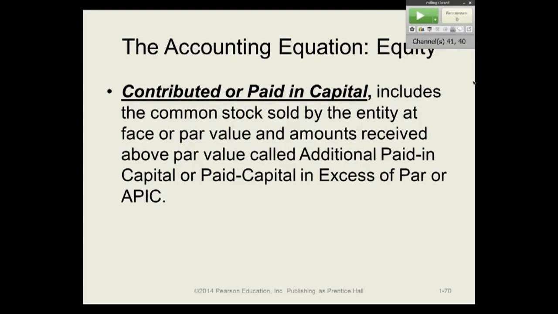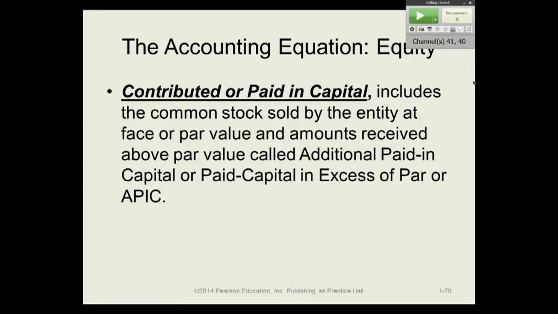Contributed capital are amounts that are paid in by shareholders. These are investments in the company by shareholders. Amounts that are received would be equal to the par value of the stock. So let me just try to flip this back and forth here. So if you look at a share of stock, par value could be $1. The par value is the face value of the stock. That is the amount that is printed on the stock certificate.